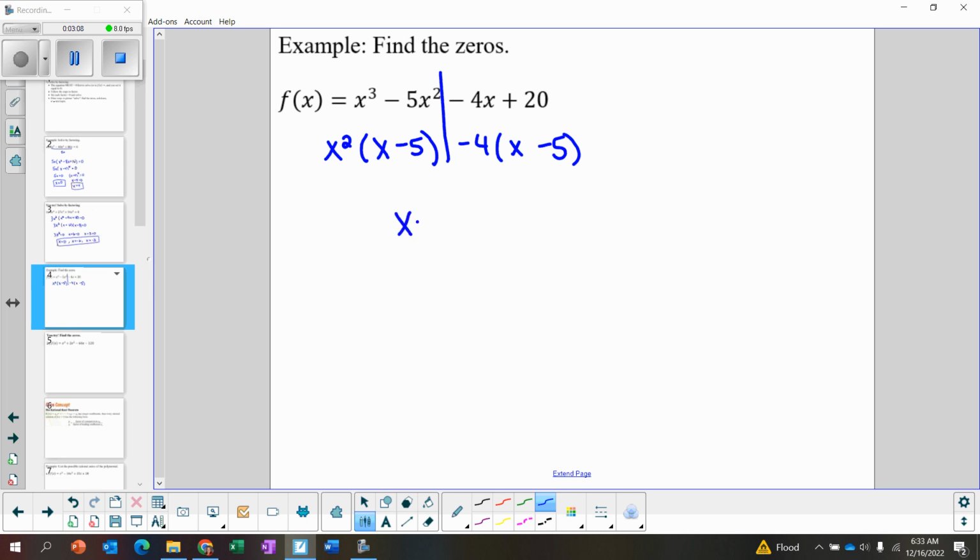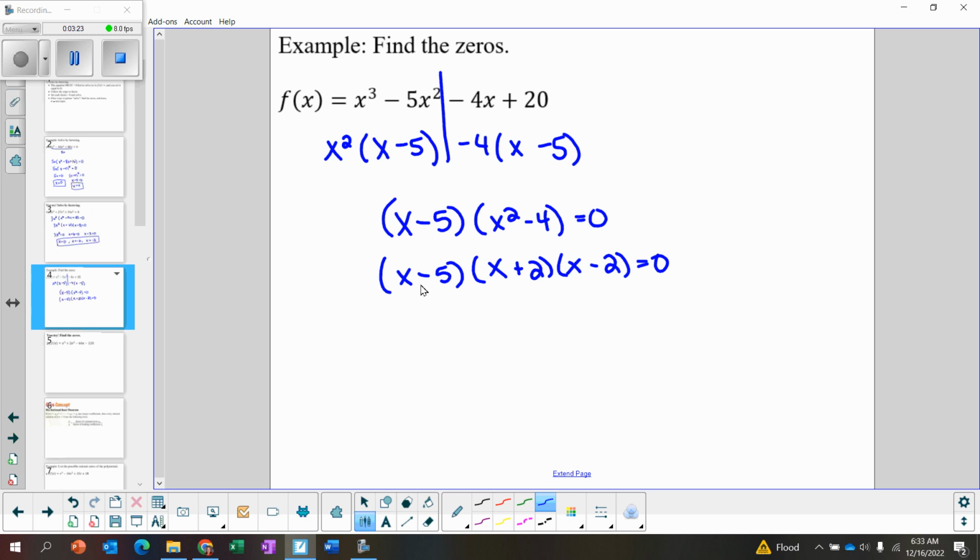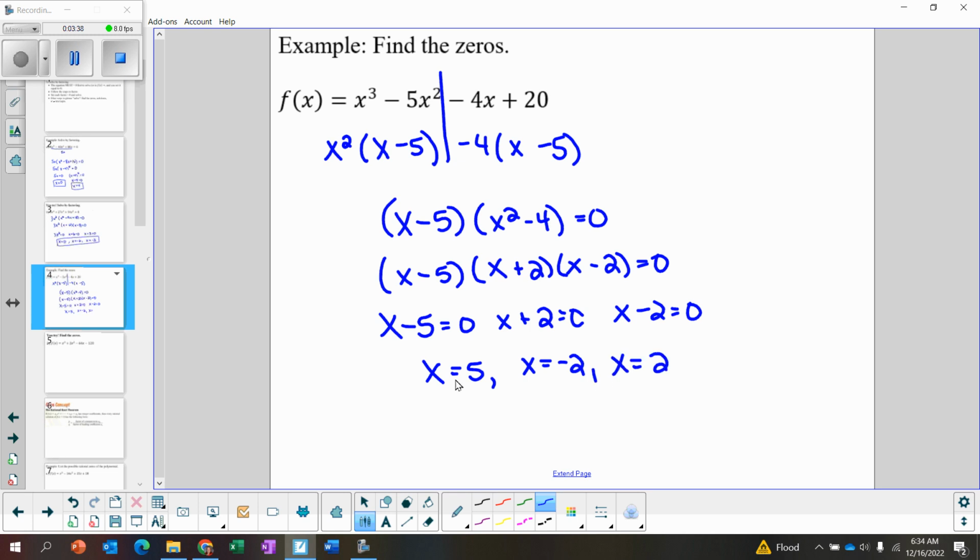So that means this is x minus 5 times x squared minus 4. And this can be factored further. So x squared minus 4 is x plus 2, and x minus 2. So now that we are fully factored, we could set each one equal to 0 and solve. So we get x is 5, x is negative 2, and x is positive 2.